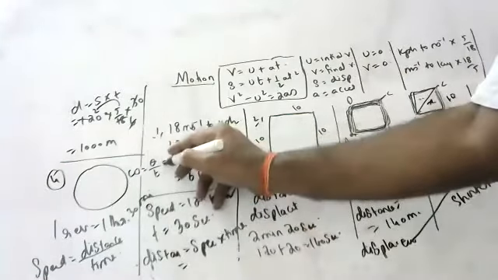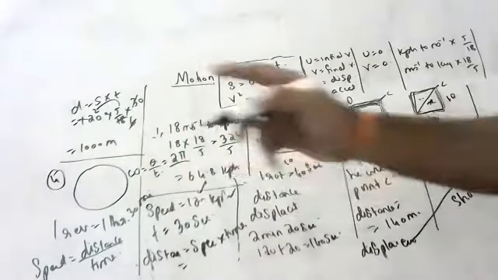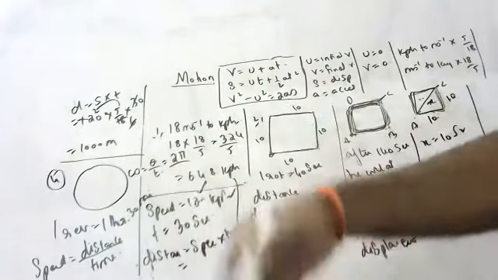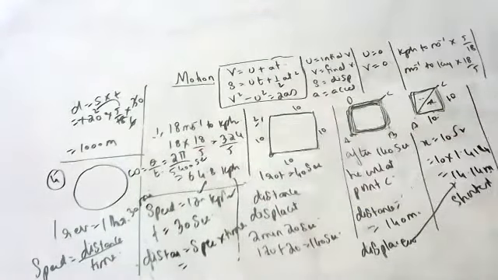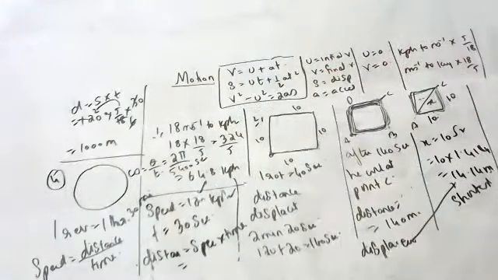What is theta? 2 pi. 2 pi is 360 degrees. And what is the time, children? 1 hour 30 minutes, which means totally 5400 seconds. It's not there in your syllabus. Forget it, children. Don't worry. It won't come for you.